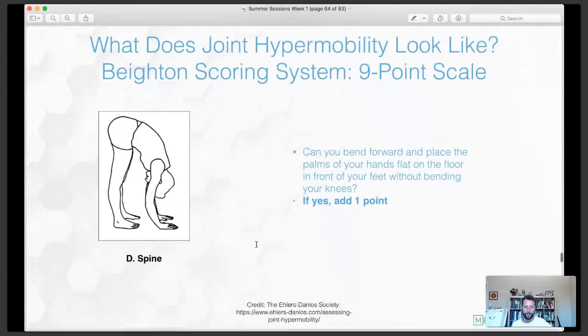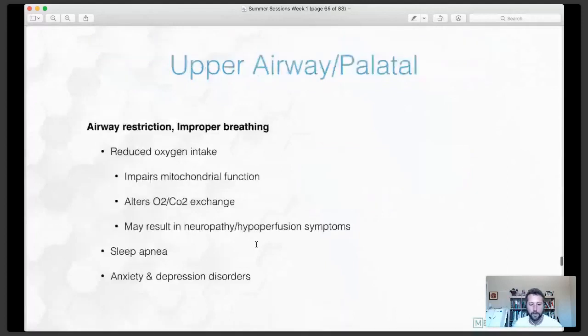Okay, upper airway palatal issues. Airway restriction, improper breathing. This is so overlooked, it's ridiculous. So are you assessing whether or not your client is a regular mouth breather? Can you hear in their tonal voice that they're breathing in their upper sinuses like this? That could be a breathing problem. That can be an upper airway restriction problem, which may be a connective tissue related problem.